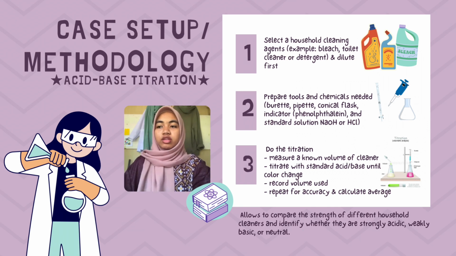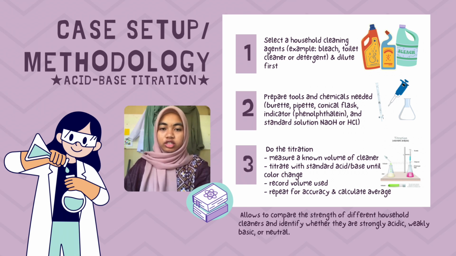The second step is we gather all the required tools and chemicals. We will be using burette, pipette, conical flask, pH indicator, commonly phenolphthalein, and a standard solution of known concentration such as NaOH or HCl. The third step is we perform the titration.